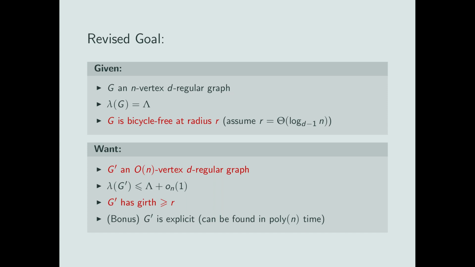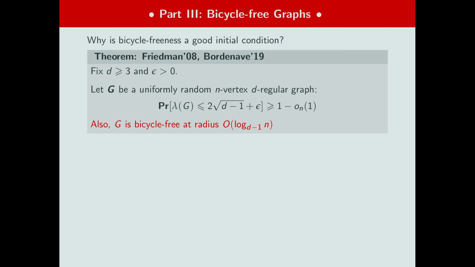This is the main contribution of this work. We'll see how we can apply it to some problems very soon. But first, why should we care about bicycle freeness? Why is this an interesting initial condition? It turns out that it's a common property of d-regular graphs. We know that a uniformly random d-regular graph is near Ramanujan with high probability, but it is also bicycle free at a large radius with high probability.